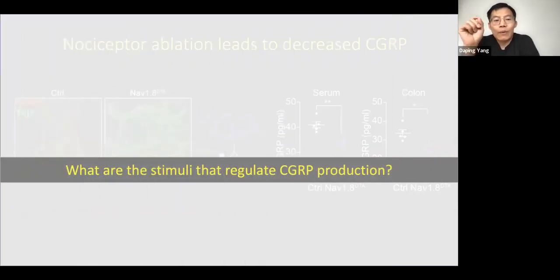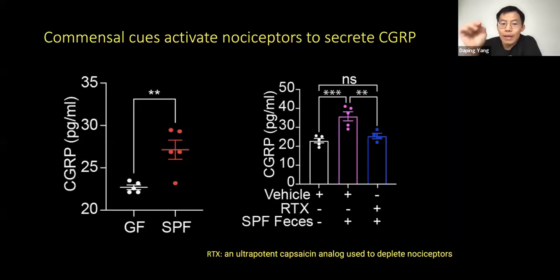So the next question we asked is, what are the stimuli that regulate CGRP production? Our previous study showed that the pathogen Salmonella can trigger neural activation to secrete CGRP. So we assumed that maybe the commensal cues in the lumen can also contribute to neural activation and the following CGRP release. Indeed, we found that germ-free mice, which lack luminal microbiome, showed dramatically decreased CGRP compared with SPF mice. The following experiments show that transplantation of SPF fecal pellets into germ-free mice can significantly upregulate CGRP.